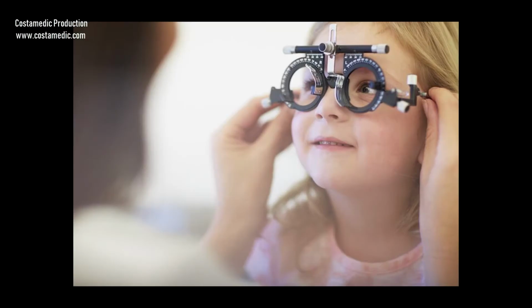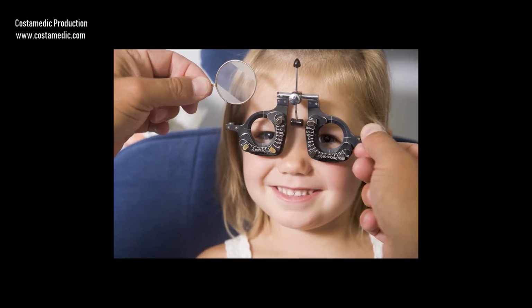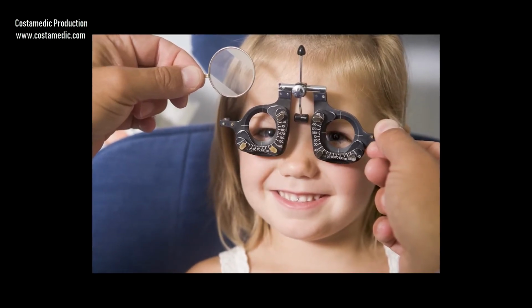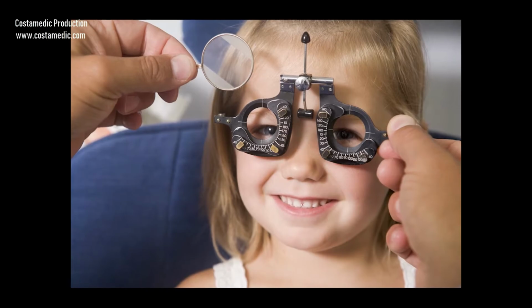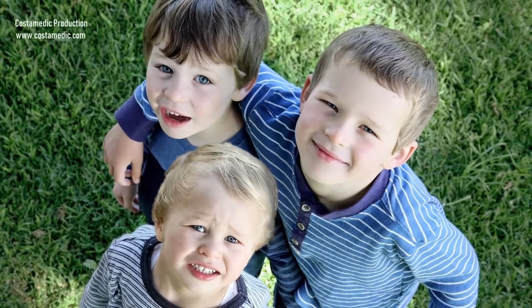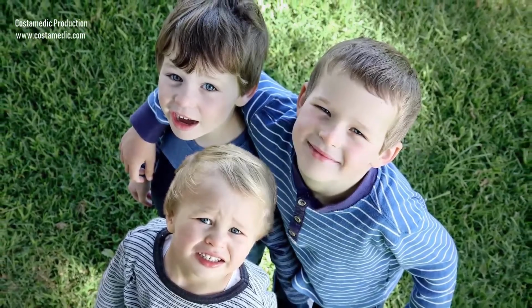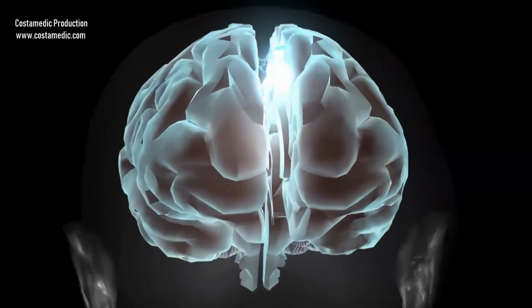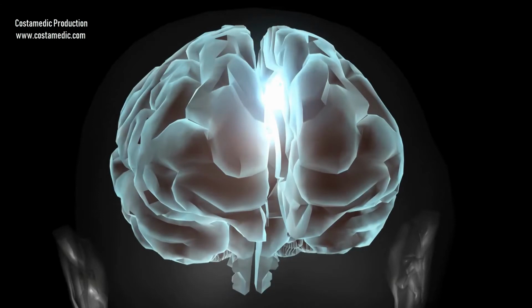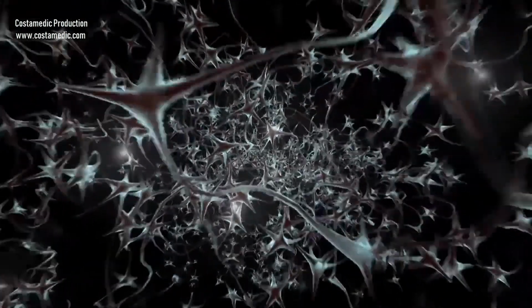Amblyopia can be diagnosed during a comprehensive eye exam. Early detection and treatment of amblyopia is an important strategy against preventing vision loss. All children should have a complete eye exam at least once between ages 3 and 5. The sooner children get treated for amblyopia, the better the prognosis is, since the child's brain is highly plastic.